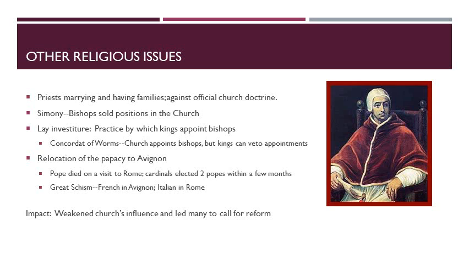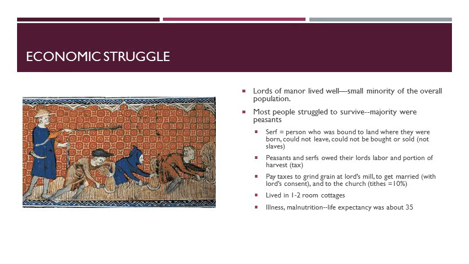And for a period of almost 70 years, the center of the papacy was relocated from Rome to Avignon. And then after that, there was a period of time where there were actually two popes, a French one serving in Avignon and an Italian one serving in Europe. This was called the Great Schism. All of these things worked together to weaken the influence of the church and eventually to cause people to ask for serious church reforms. There's an economic struggle going on in this time period as well.